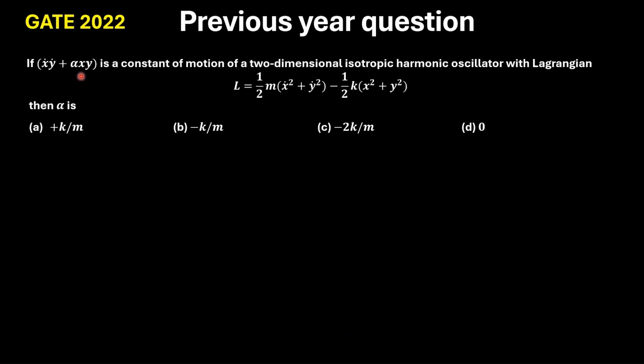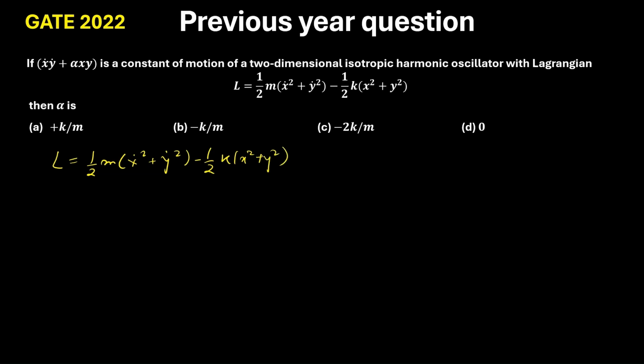In this question, we are given that this term is a constant of motion. So if I differentiate this term with respect to time, it should give 0. And the system is an isotropic harmonic oscillator with the Lagrangian given by this expression, and we have to find the value of alpha. Now, the first thing we have to do is write the Lagrangian here. So the Lagrangian is half m (x dot square plus y dot square) minus half k (x square plus y square).